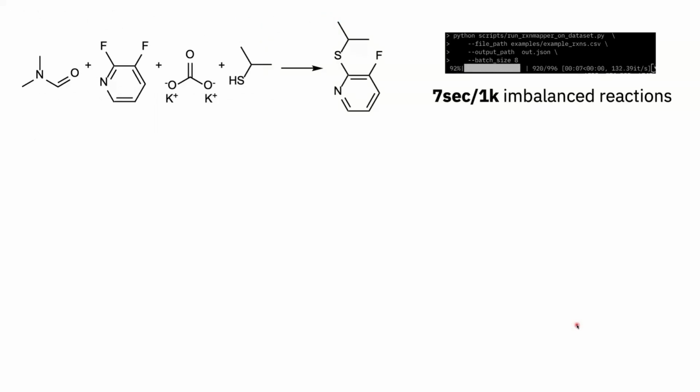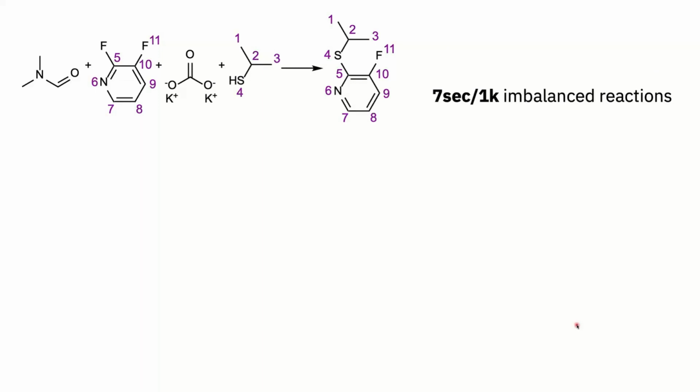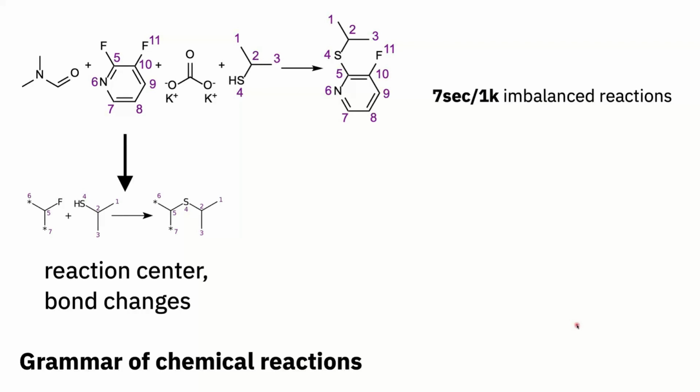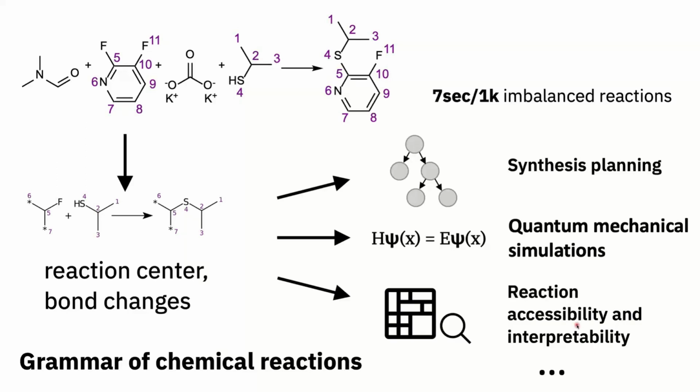Reactionmapper does not only produce high-quality atom maps, but it's also really fast. On a GPU, we map at roughly 7 milliseconds per reaction. And once we have a huge dataset mapped, we can then start extracting reaction centers, bond changes, graph edits, basically the whole grammar of chemical reactions. And this can then be used to improve synthesis planning tools, potentially make quantum mechanical simulations more feasible, and overall improve reaction accessibility and interpretability.